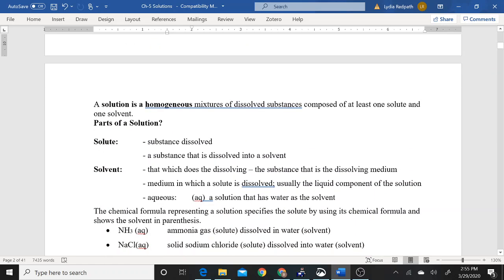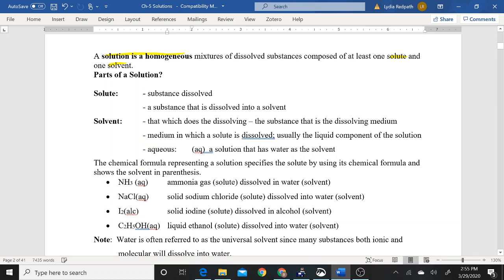So a solution, that homogeneous mixture again, is composed of at least one solute and solvent, so we should probably know what those terms are. The solute is the substance that is typically being dissolved, whereas the solvent is the thing that is doing the dissolving. For us, that's pretty much going to be aqueous solutions where we see water as the solvent. That being said, there are other solvents that we look at. So when we're using water as our solvent, we'll typically put our state as aqueous.